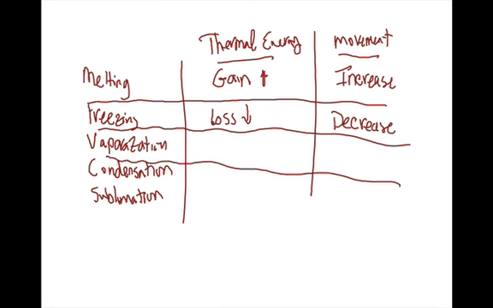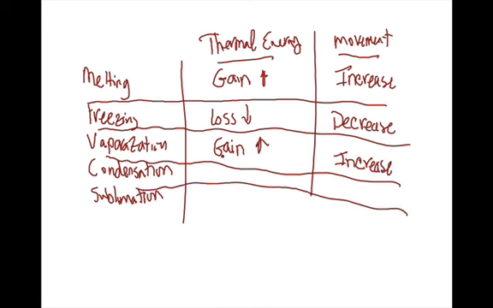The next one, vaporization, going from the liquid to the gas state, is going to require energy, so again it's going to gain energy. And what are the particles going to do? They are going to increase. When we're talking about condensation, it is going to lose energy, going from a gas to a liquid. And if it's losing energy, the motion of the particles is going to decrease. Sublimation, going from the solid to the gas, is going to gain energy. And so again, we would see an increase in the molecule movement.